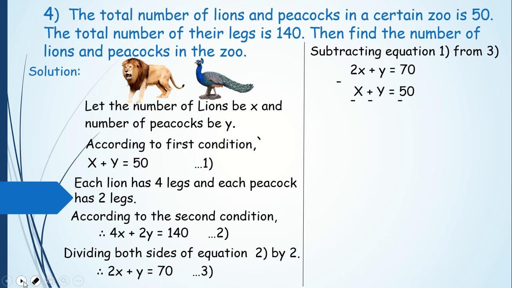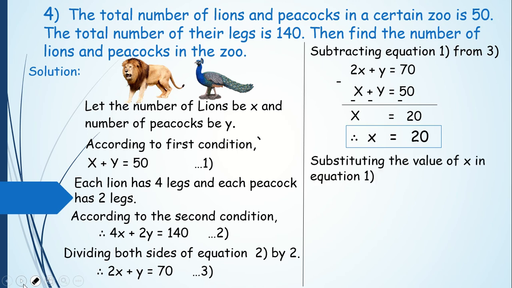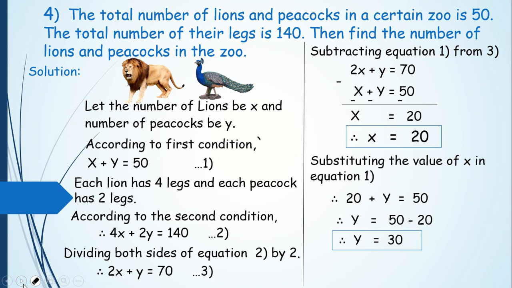The signs of the second equation will change. y minus y will get cancelled. 2x minus x will remain x, is equal to 70 minus 50, which is 20. So therefore x is equal to 20. Now substituting the value x is equal to 20 in equation number 1: 20 plus y is 50. 20 will go to that side, 50 minus 20 is 30. So we get x is equal to 20 and y is 30.